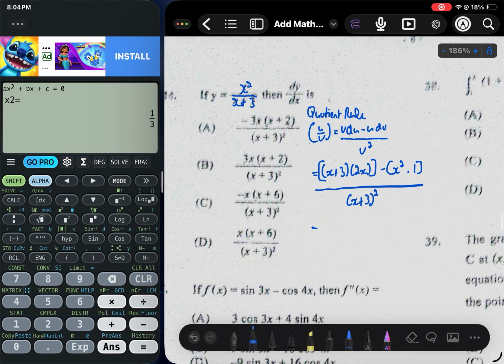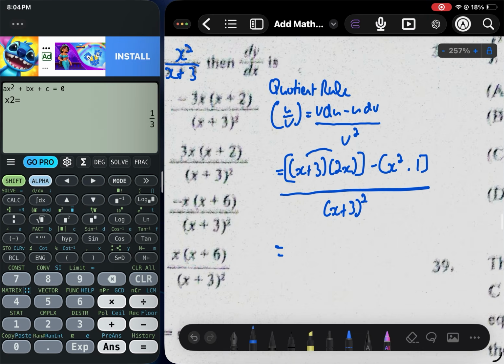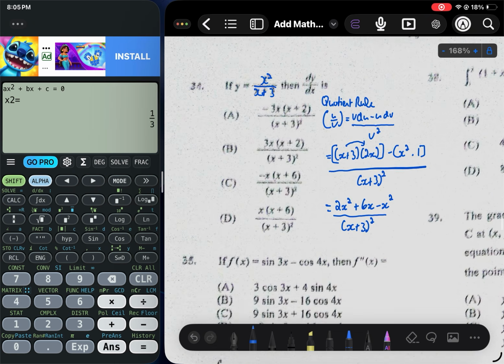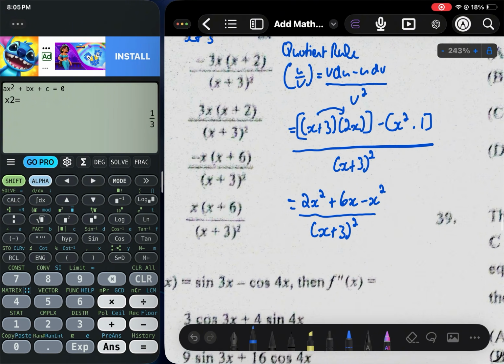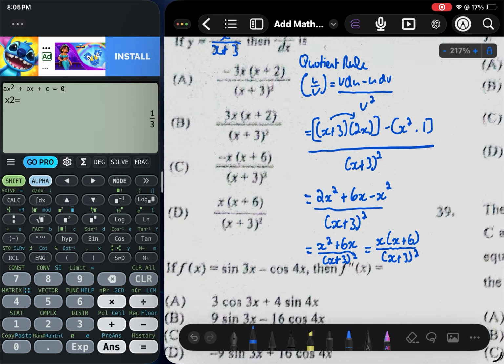So once you expand by multiplying the brackets, we get 2x squared plus 6x minus x squared over x plus 3 squared. So now we can simplify this into x squared plus 6x over x plus 3 all squared. And it can be simplified even more. So x times x plus 6 in brackets over x plus 3 squared. And our answer would be D.